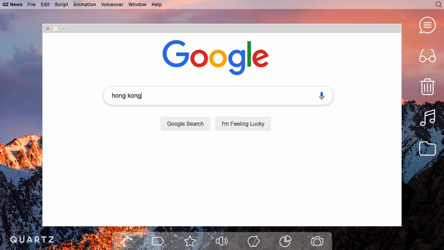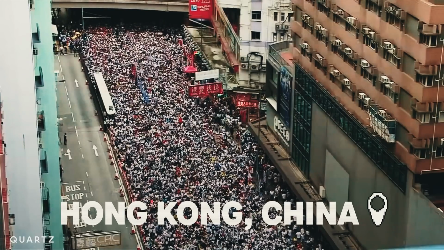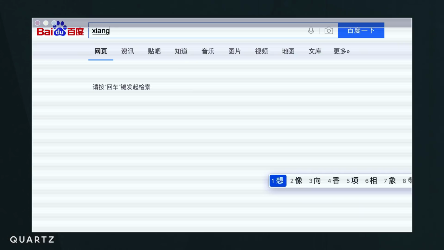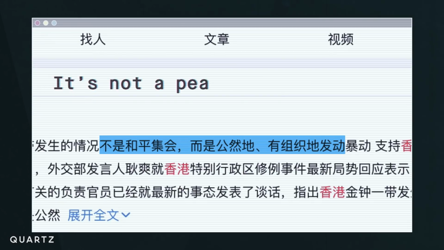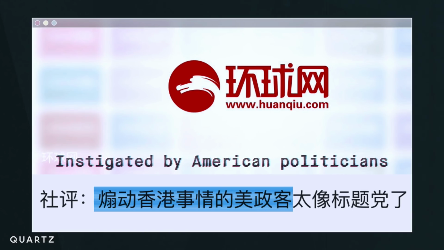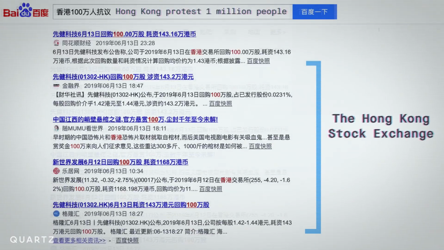If you search Hong Kong right now, this is the kind of stuff you see. But not in China. There you get results like this. State media describing protests as riots and the result of the US meddling in Chinese affairs. The rest is celebrity gossip and stock market news about Hong Kong.